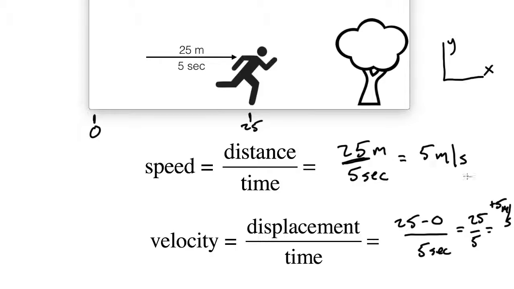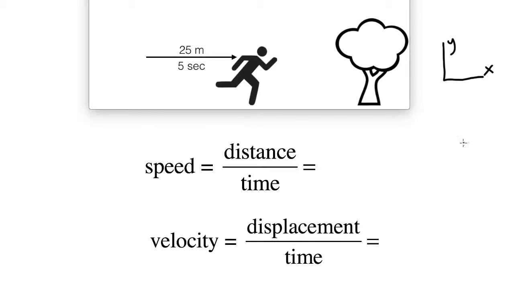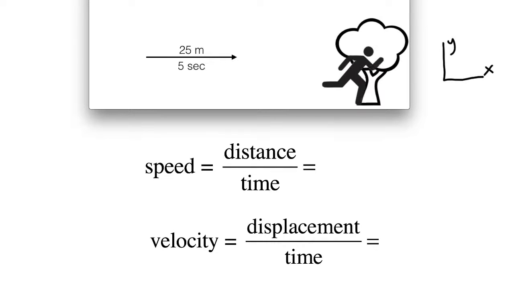So let's say that the man goes another 25 meters and he gets to the tree, and he does that in 5 seconds again.